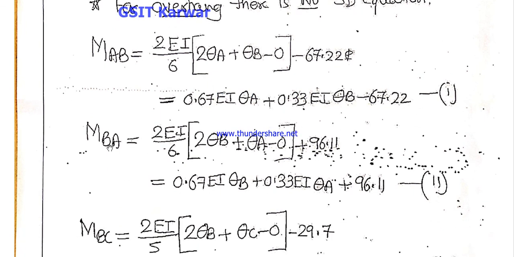After that, similarly calculate moment BA using the slope deflection equation. Here we already calculated fixed end moment BA, so you can directly use that value here, plus 96.11. The formula is the same, the slope deflection equation, and simplify this equation and you get equation number 2.